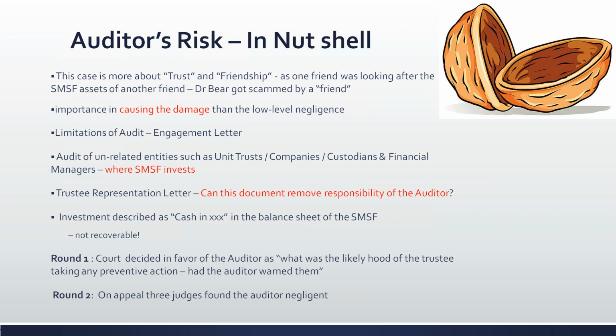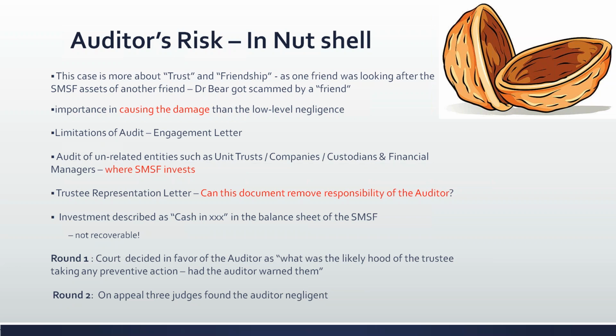So in round one, it was decided in favor of the auditor because the judge said that what was the likelihood of the trustee taking any preventive action had the auditor warned them. The judge took evidence of the trustee, and he asked them a question that at the moment it says cash with such and such company, but had it said loan with such and such company, would you have changed your behavior with the custodian? And in that case, the trustee said that he would have not. So he would have not taken any action.